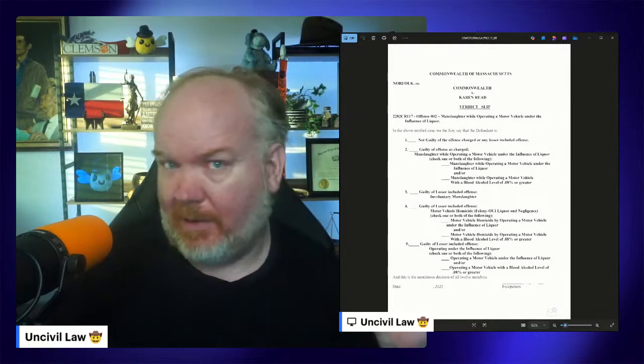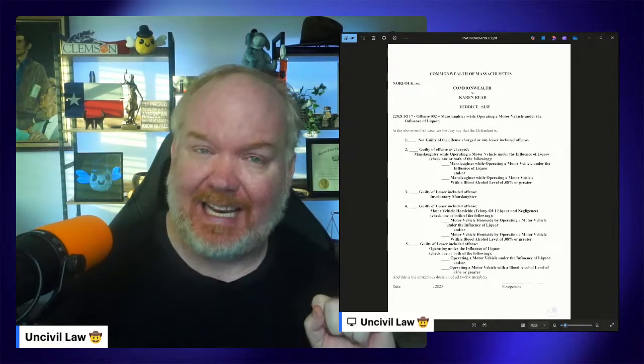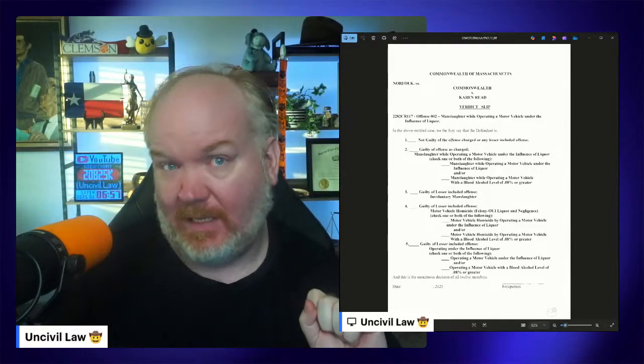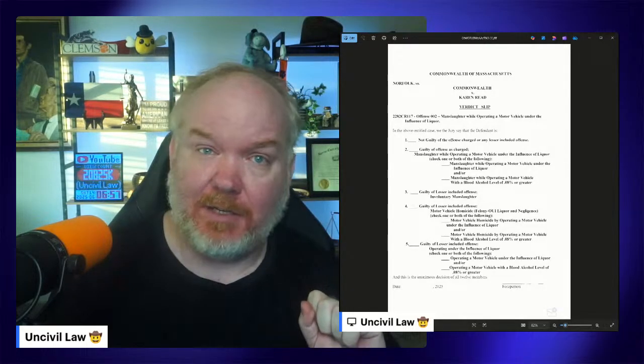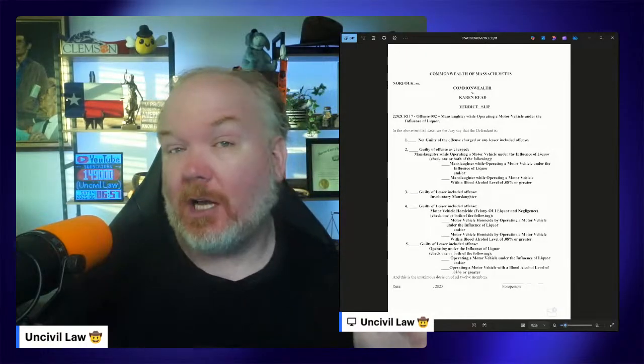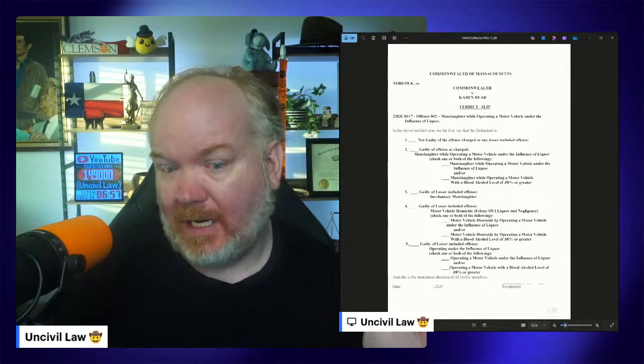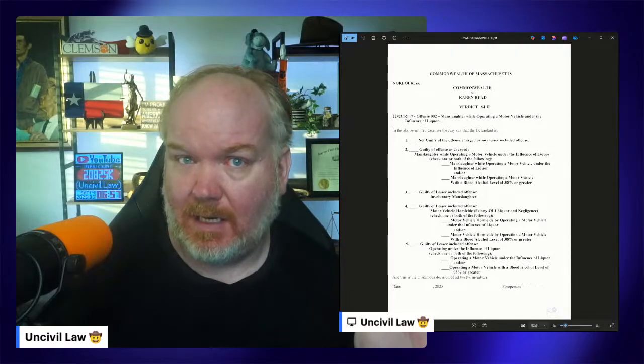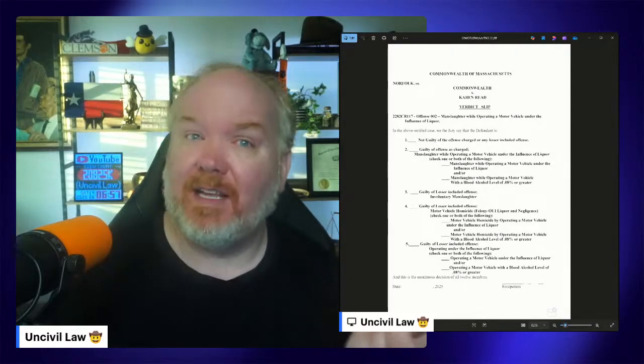Number 5 has been added, and it seems to have been added at the explicit request of the defense, which they apparently are allowed to do. Some states don't allow for that. Some states do. So we'll talk a little bit about what a lesser included is, but it seems to be at the request of the defense. They're the ones that want this here.